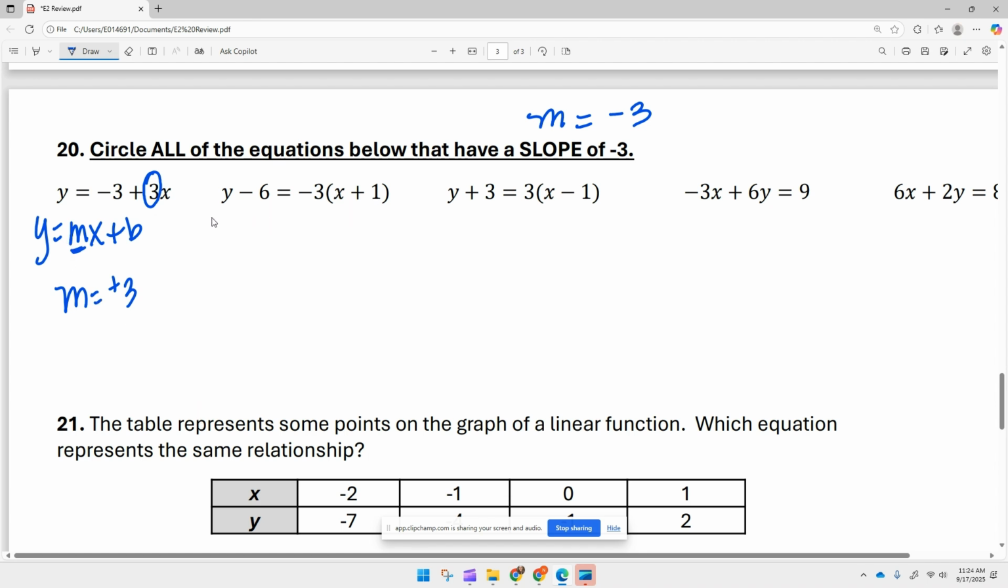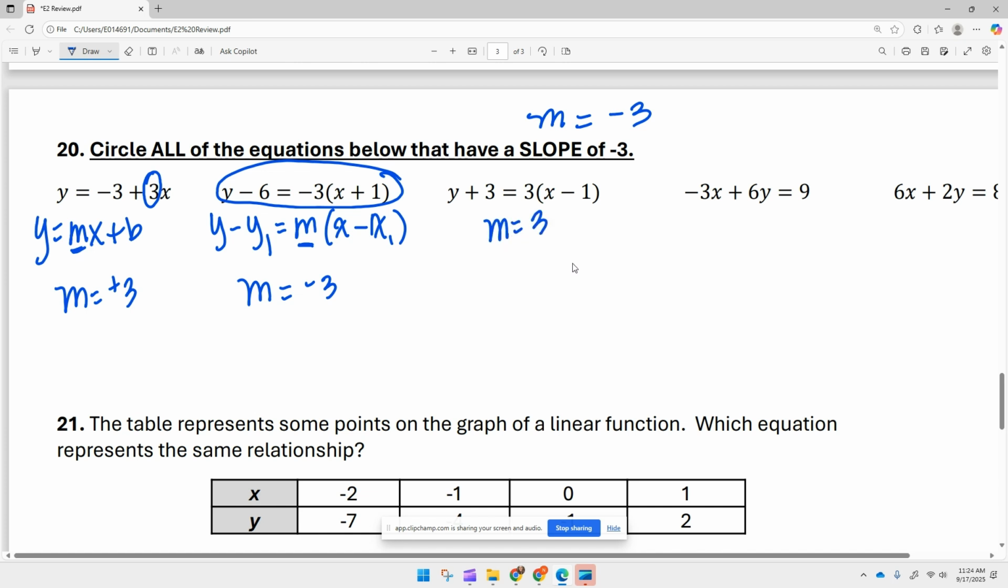The second equation is in point slope form. Y minus y1 equals m times x minus x1. The m is in front of the parentheses. That means our slope here is -3. So we are most definitely going to circle that equation. It has a slope of -3. This one has a slope of +3.